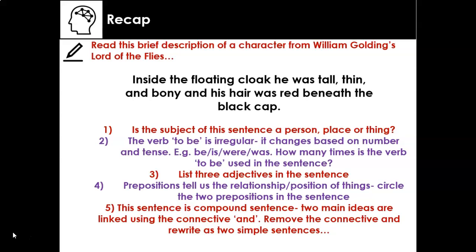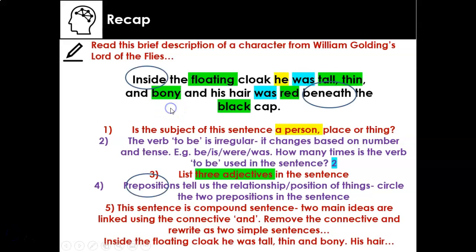Brilliant. Now, last but not least, number 5. Now, guys, I know I'm reading through them. You can pause and give yourself time to answer in a minute. Also, where it's a list 3 adjectives, you just have to write the adjectives down. You don't have to write full sentences, okay? So number 5 says, this description of a character is a compound sentence. There are 2 main ideas that are linked using the connective and. And in theory, if you remove the connective and, you can rewrite a compound sentence as simple sentences. So can you do that job of creating 2 simple sentences in place of a compound sentence? Brilliant. Okay, I'll see you together in a minute for the answers.